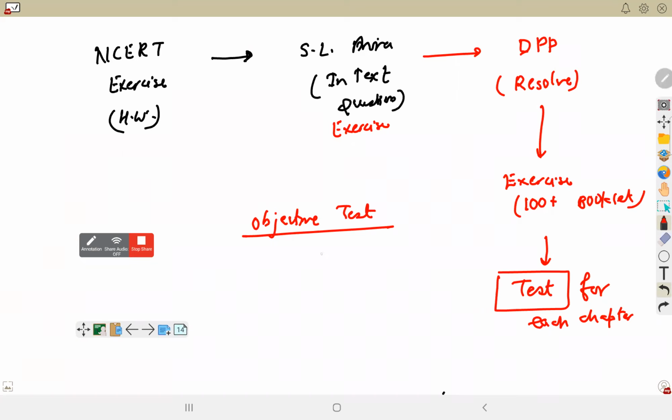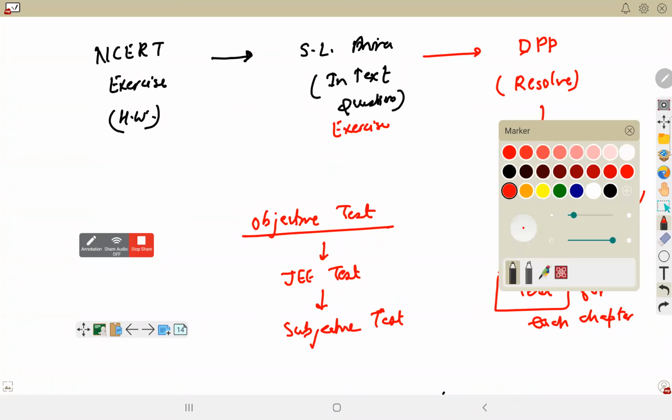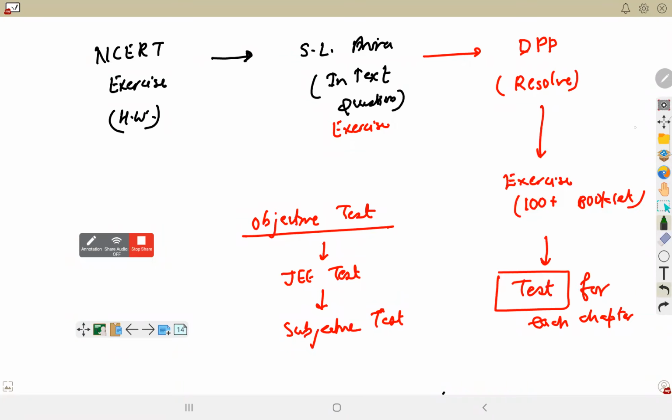And then there will be JEE level tests, which have been uploaded. I don't know if you got the message or not. JEE tests will be there, and then there is a subjective test. So don't leave anything for the last. Things have become online again, so first make yourself comfortable that yes, you can learn in this mode also.